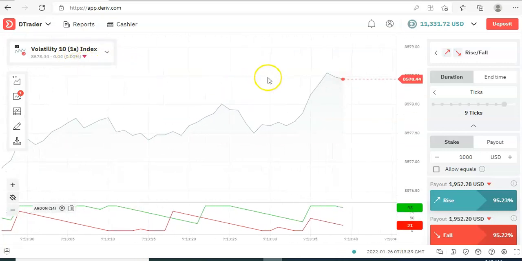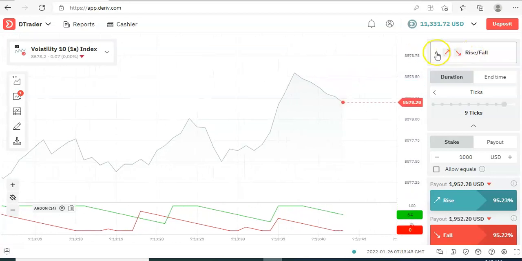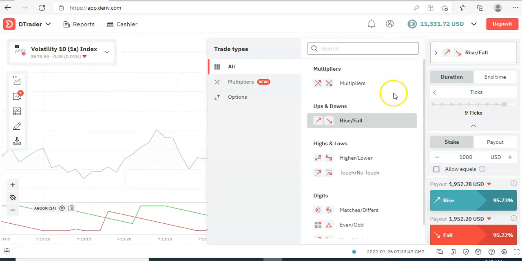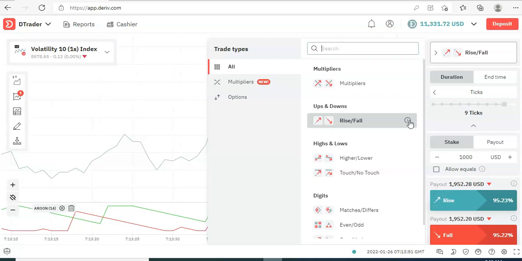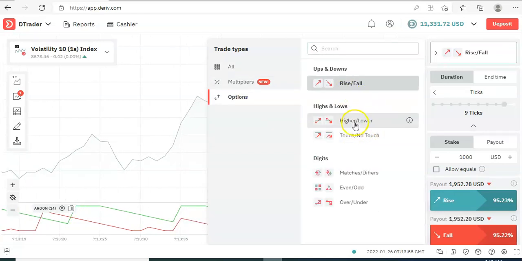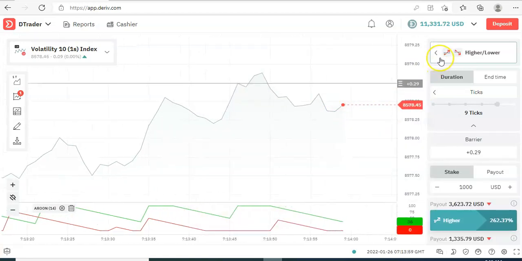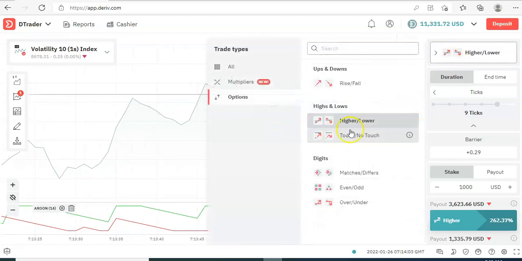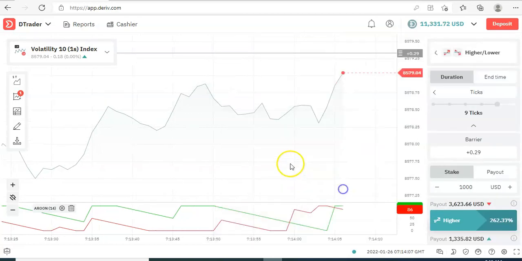And yeah, so what I'm going to do is that I'm going to head over here to where it says rise and fall. I've done a video explaining about rise and fall, and if you want to learn more, just go to the rise and fall and just click here on where it says there's an eye icon. So I'm going to go to options, and the other one is higher and lower. Now I'm going to select the higher and lower. Now the higher and lower basically is, let me just read this. Okay, you can actually read this on your own. Let me just close this.